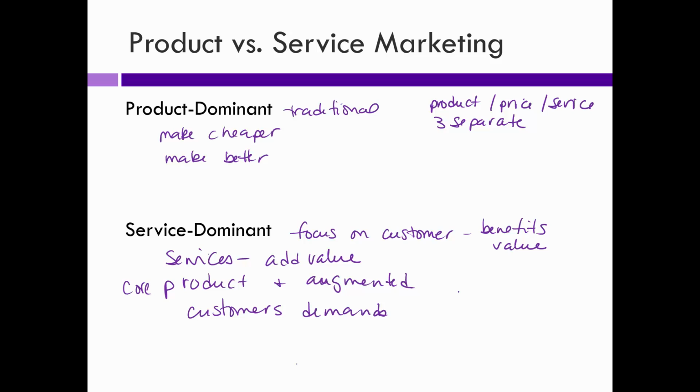Again, I know I've said this before, but the key to successful marketing isn't to come up with something and then convince people they want it, which is kind of the product dominated thing. The key is to figure out what people want and then provide it. And so that's the service dominated. That's really where we are now.